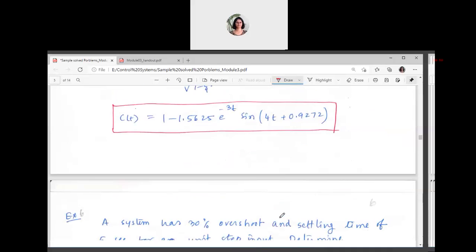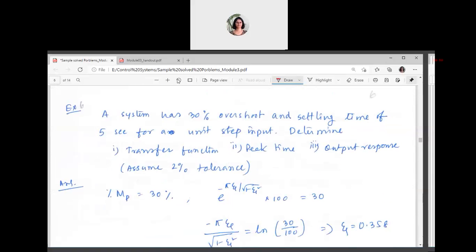Okay. Now if I take another problem here, a system has 30% overshoot. So in this case, we have percentage MP given. We have settling time given as 5 seconds. For a unit step input, we need to determine the transfer function. So the first thing that I need to determine is the transfer function. So how do I calculate the transfer function? If I know zeta and omega n, then I can write the transfer function using the standard form.